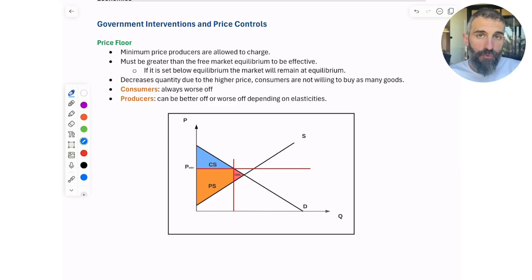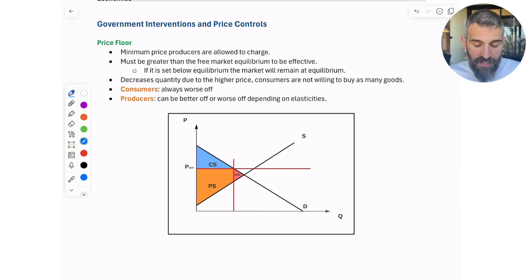First of all, in order for a price floor to even work, it needs to be set above the equilibrium. A price floor set below the equilibrium would have no effect. The market would just stay at equilibrium. But a binding or an effective price floor is one that is set above the equilibrium and prevents the market from returning to the equilibrium point.